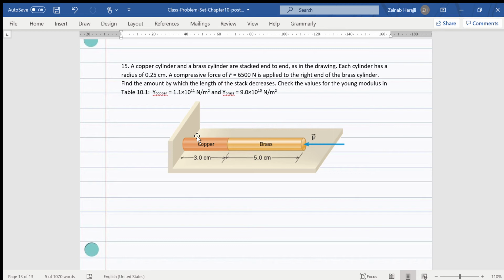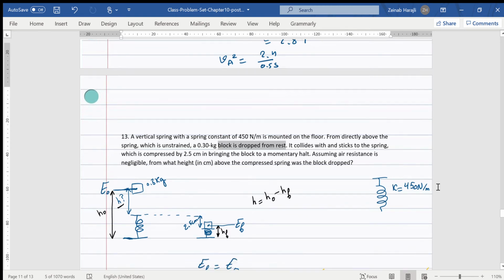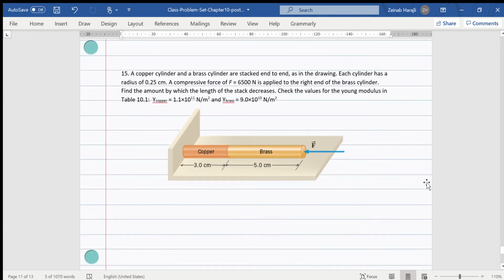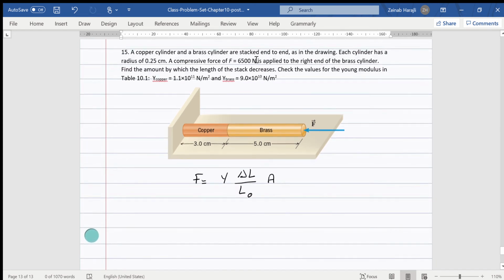So we can first recall the formula for the force that will give us this compression. F is equal to the Young modulus times delta L, which is the elongation, over L0, which is the initial length, times the A, which is the cross-sectional area of the object, which is here a circle, obviously, because we have a cylinder, so the cross-sectional area is the area of a circle. Now what we want is the amount by which the length decreases, so we want delta L.